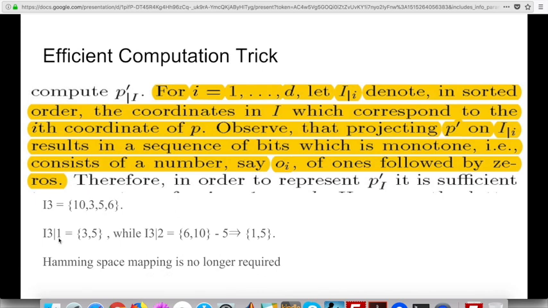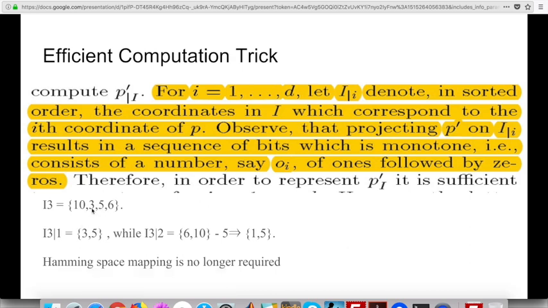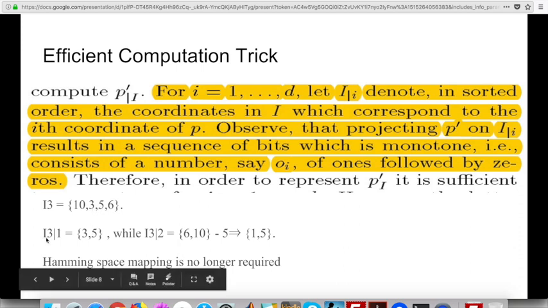to correspond to the coordinates from I3 that correspond to the first coordinate of B. So that's 3 and 5. Remember, 3 and 5 refer to the third and fifth bit in the Hamming space. So we are going to take these two in sorted order, and this becomes I3,1. I3,2 will be 6 and 10.